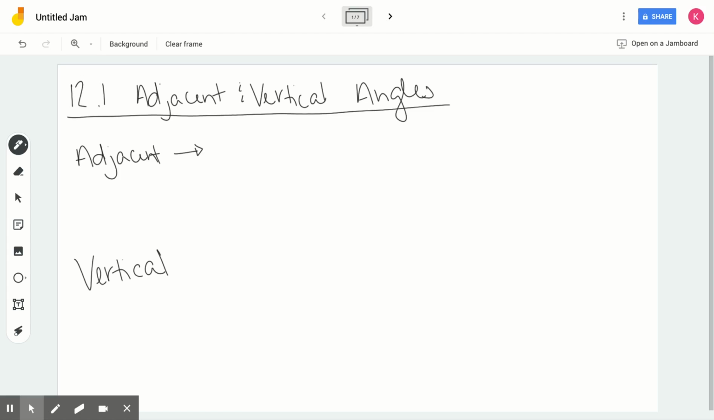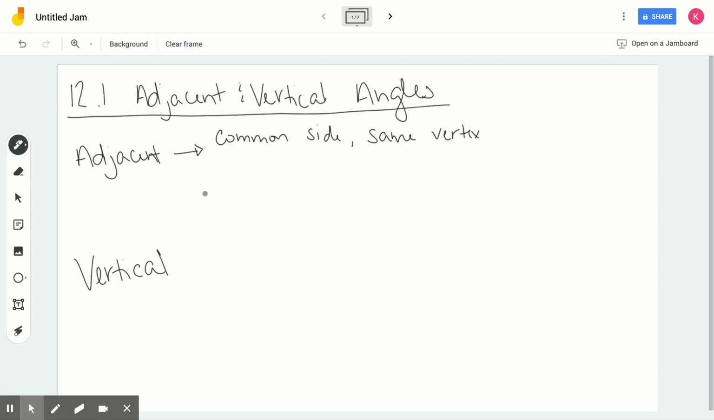Today we're going to be talking about lesson 12.1 about adjacent and vertical angles. If you're looking at your guided notes packet and the key ideas box, adjacent angles are two angles that have a common side and the same vertex. So key things: common side, same vertex. The vertex is like the starting point of the angle.